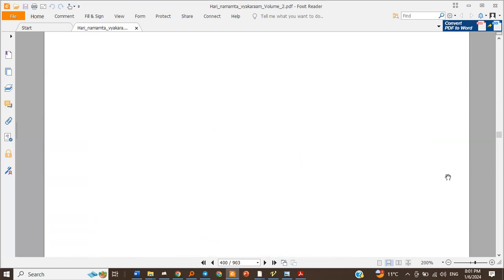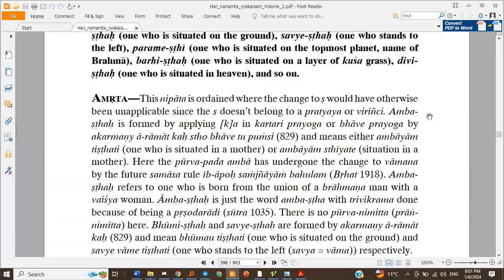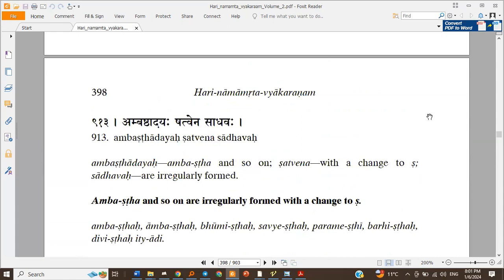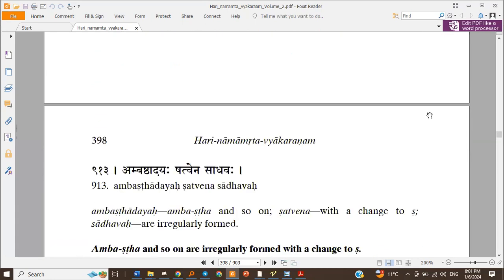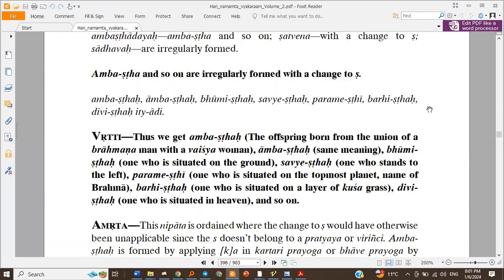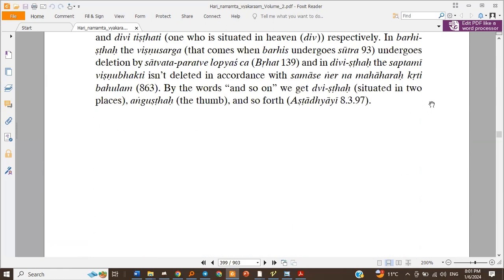Whoa, that's it. We're done with Kridanta. Very well. Yeah, so we completed Kridanta here. And so that was the fifth chapter. So two more are remaining.